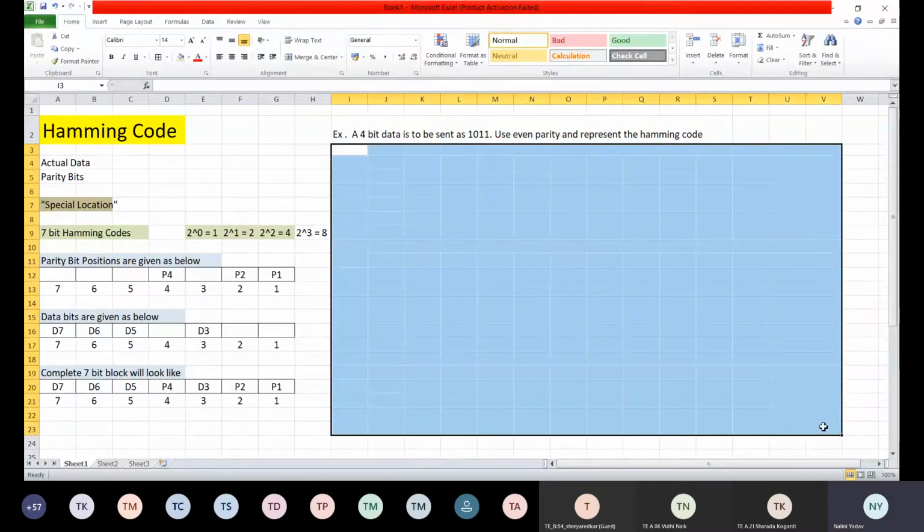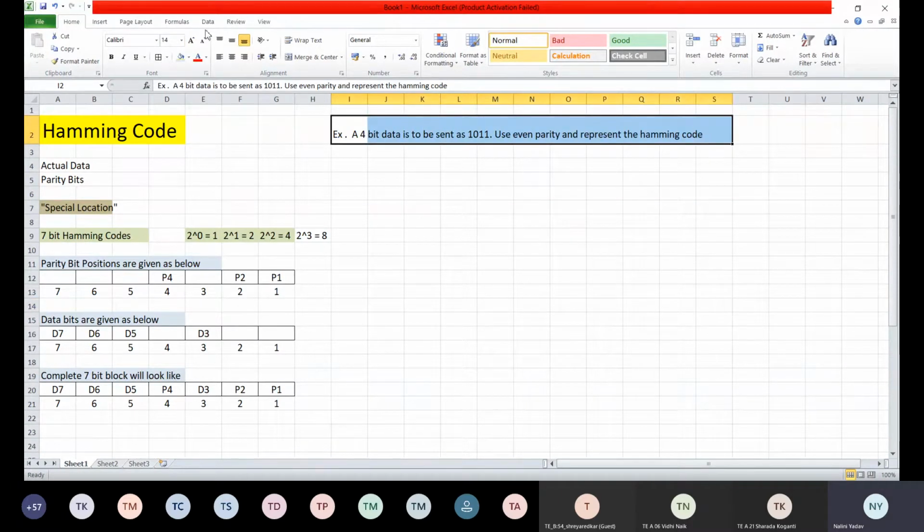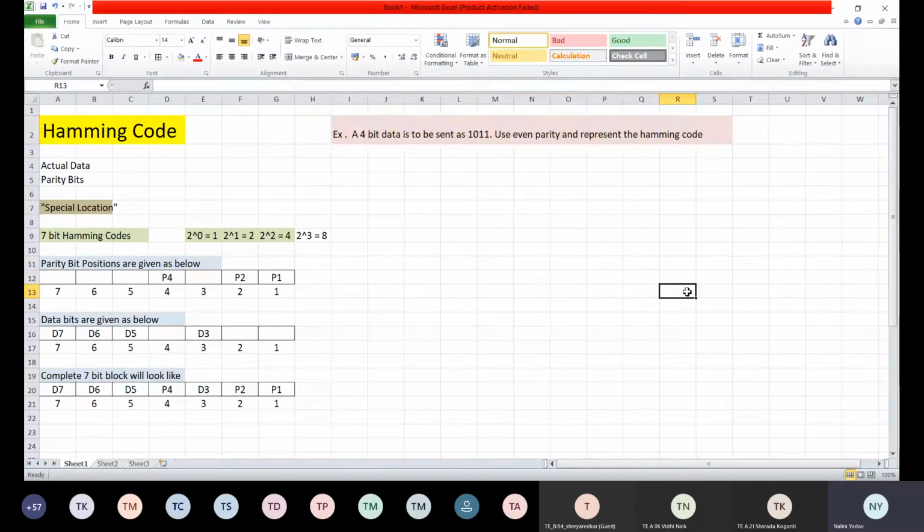I hope this is clear with every one of you. So what I'm saying is, an example is given where 4-bit data is to be sent, and they have said to use even parity to represent the Hamming code. Now we know the positions already, correct? We know where D7, D6, D5, D3 come and where the parity bits come, correct?